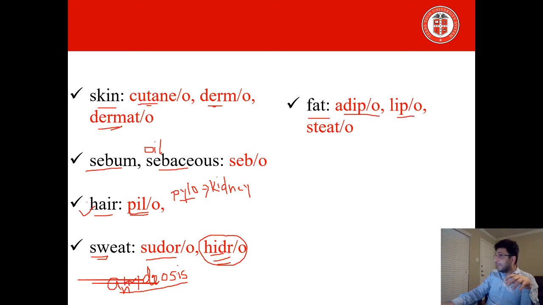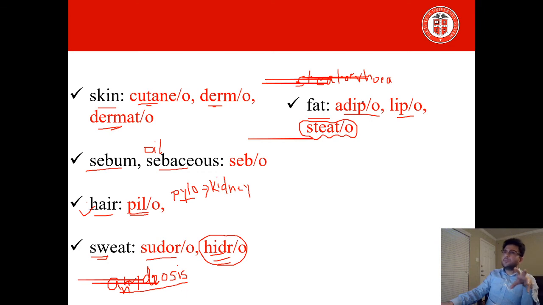Sometimes we use the term lipo. And another term which I want to introduce here is steato, and the commonest one is steatorrhea, which is the presence of fat in stool or feces. So sometimes you hear this term steatorrhea, spelled RRHOEA. So that's the presence of fat in either stool or feces.